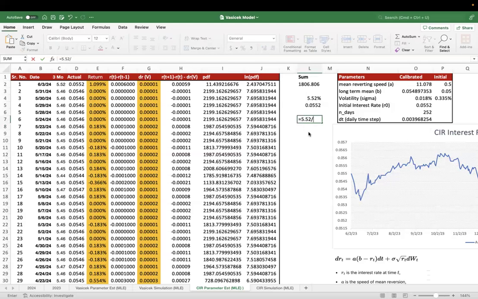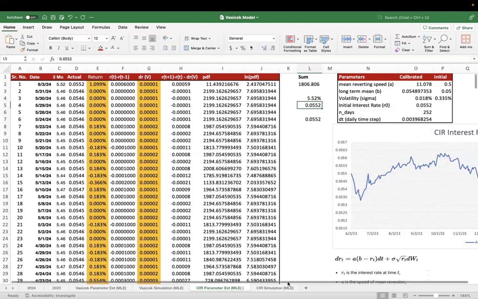5.52% is what? Divided by 100. So this is 0.0552. See, if I write 5.52% or if I write 0.0552, it's the same thing. These are not different things. So the first thing I've done is take the actual data and divide this percentage to convert it into decimal form.